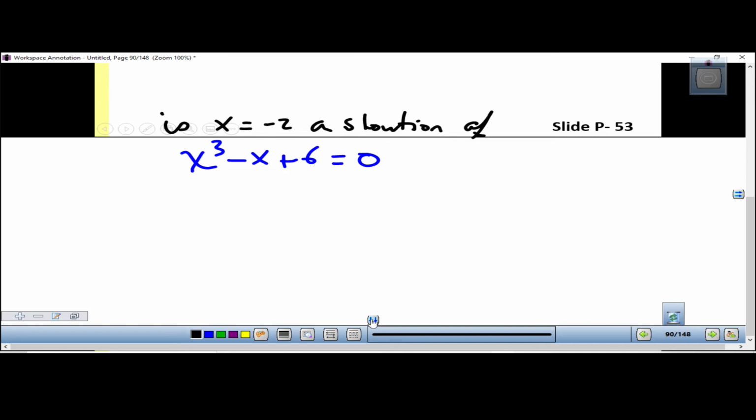If you're watching the video afterwards, make sure that you pause, obviously. Don't just wait for the answer. Make sure that you do the work. Okay, is this a solution?